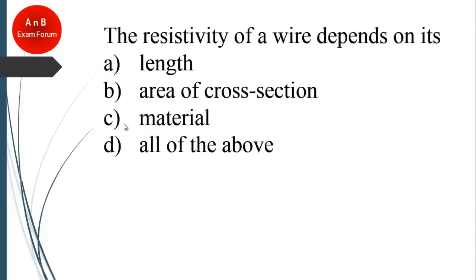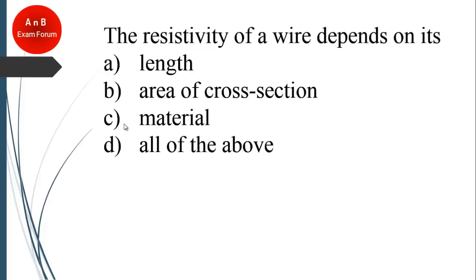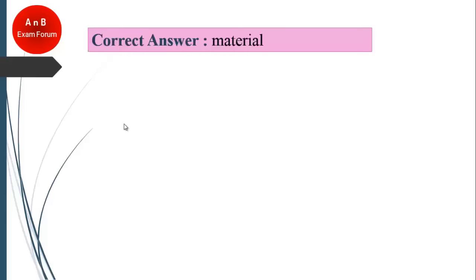Coming to the next question, the resistivity of the wire depends upon length, area of cross section, material, or all of the above. This is a very simple one. The resistivity of a wire generally depends on all these three options, so the correct option should be option D. Wait a minute, they are asking for the resistivity. Resistivity only depends upon the material, it does not depend upon the length. The correct answer is option C, material.